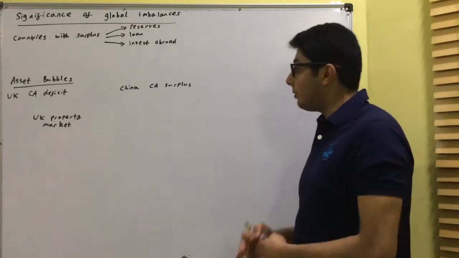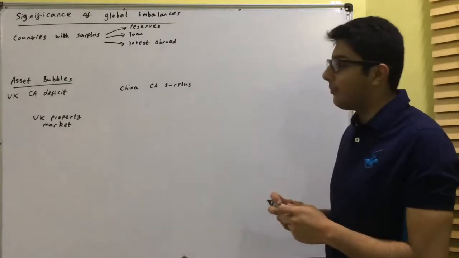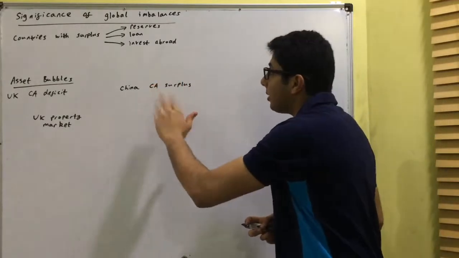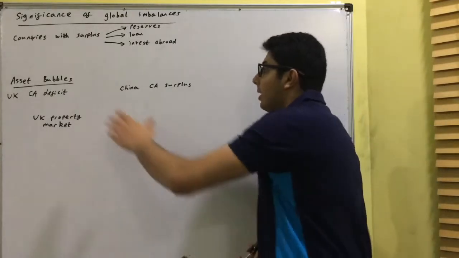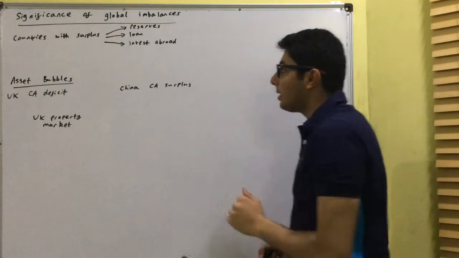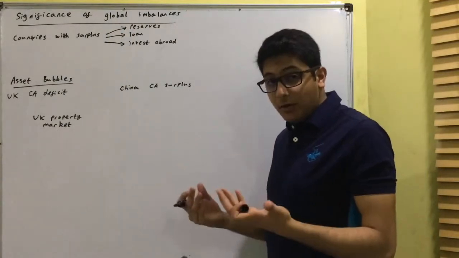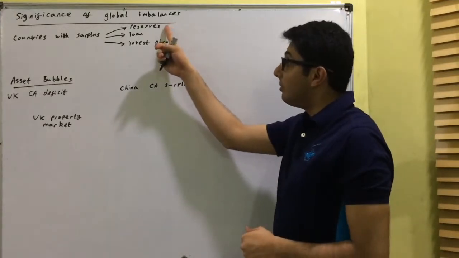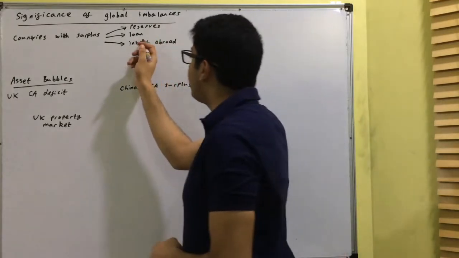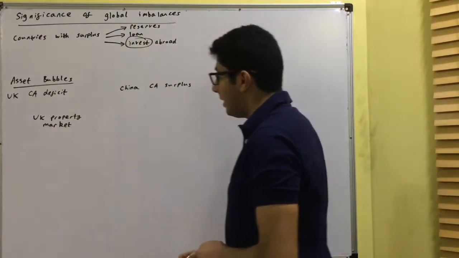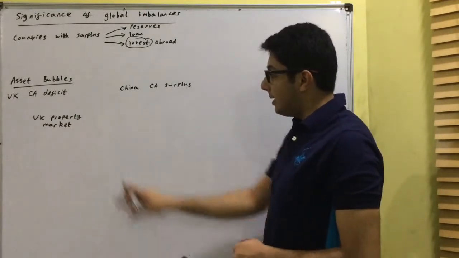Alright, another point you could use, although I would mainly rely on your protectionist point in an essay, is global imbalances may lead to the creation of asset bubbles. Okay? Countries which have a surplus on the current account, what can they do with that extra foreign currency? They can use it to build up their reserves, they can loan it out to other countries, or they can invest it abroad.